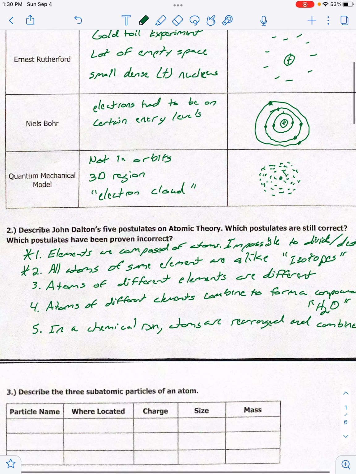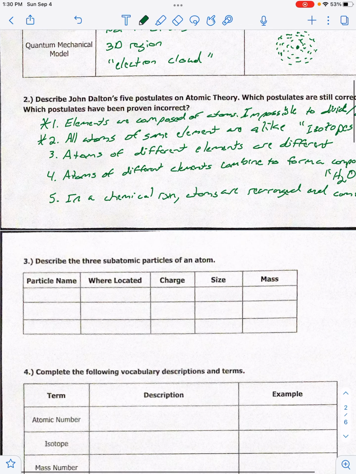Okay. So now what we're going to do is move on to number 3. It says describe the 3 subatomic particles of an atom. And what we mean by that is your proton, your electron, and your neutrons. Okay, where are they located? Okay, so your proton is in the nucleus. Okay, and also your neutron is in the nucleus. Okay, your electron is actually in the electron cloud. I'm just going to abbreviate that, the electron cloud.